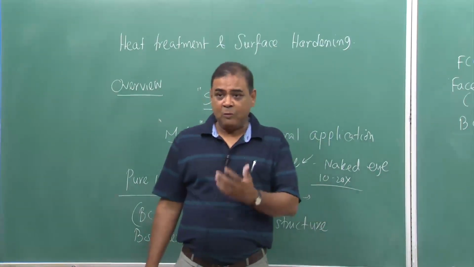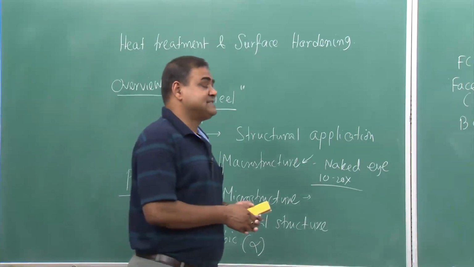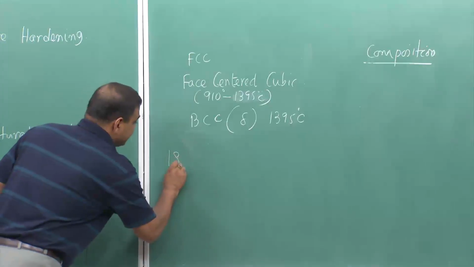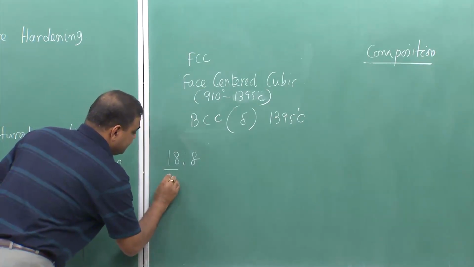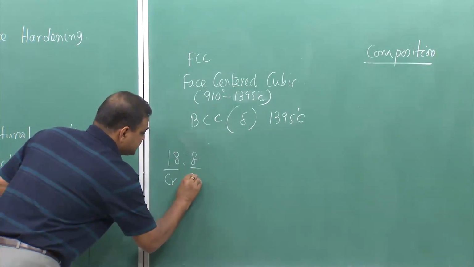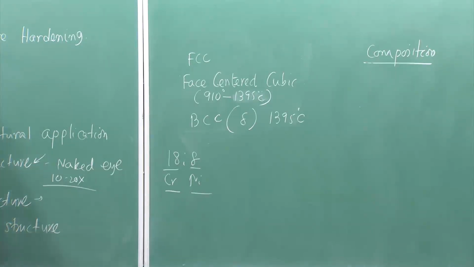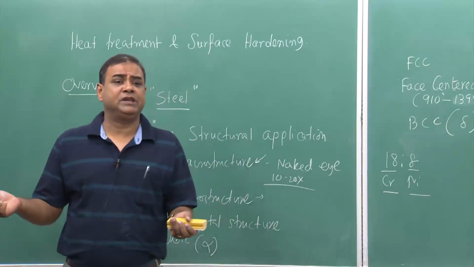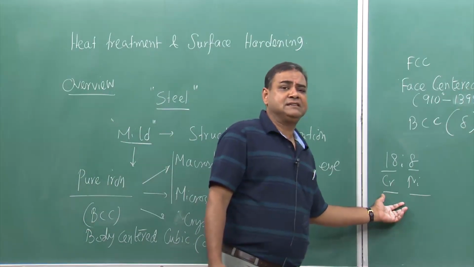and stainless steel, or the popular stainless steel which is called 18-8 stainless steel, where 18% is chromium, 8% is nickel. So, the stainless steel what we see in our common application, for example, a wash basin, is a classic example of 18-8 stainless steel.